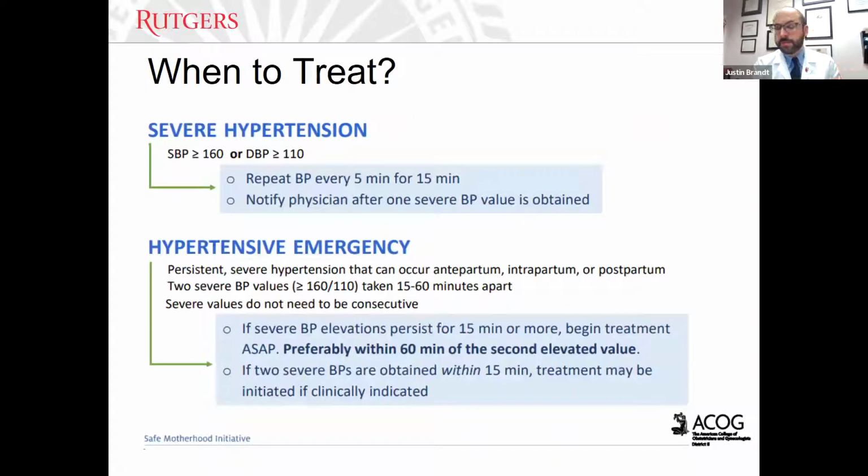This is just one example I pulled off the Safe Motherhood Initiative website. It really defines what is severe hypertension and what is hypertensive emergency. And it gives very clear guidance for when we should be repeating blood pressures, when we should be contacting physicians, and when we should be treating these pressures. It sets standards for timely evaluation and management, and also gives us a quality metric that we can follow to see how effectively we are managing preeclampsia with severe features when patients present and blood pressures are very, very high.